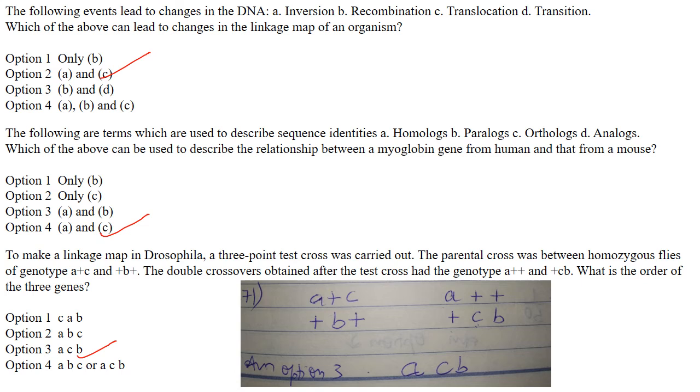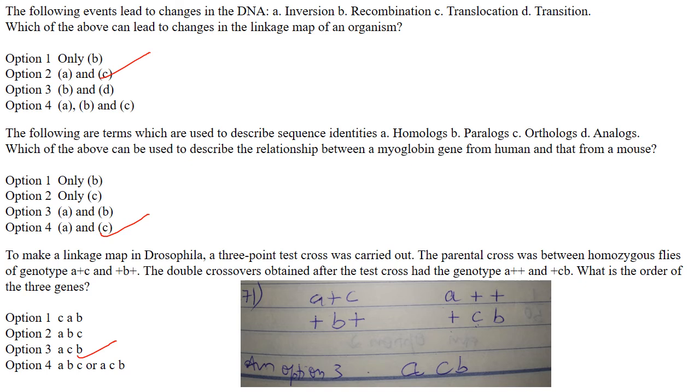The following are terms which are used to describe sequence identities: homologs, paralogs, orthologs, analogs. Which of the above can be used to describe the relationship between myoglobin gene from human and that of mouse? So orthologs are genes in different species that evolved from a common ancestor gene by speciation. In general, orthologs remain the same function during the course of evolution. They are just like homologs. So the answer will be option A and C, homologs and orthologs.